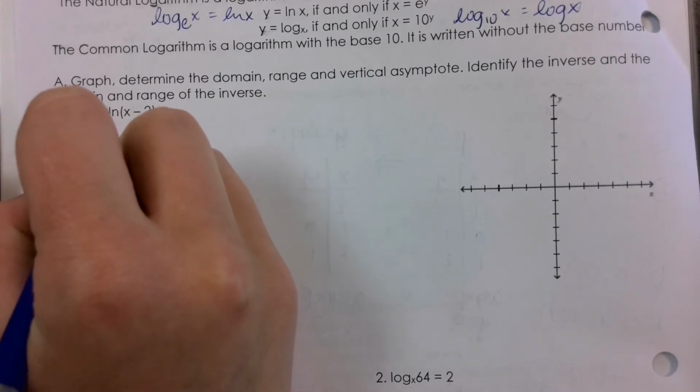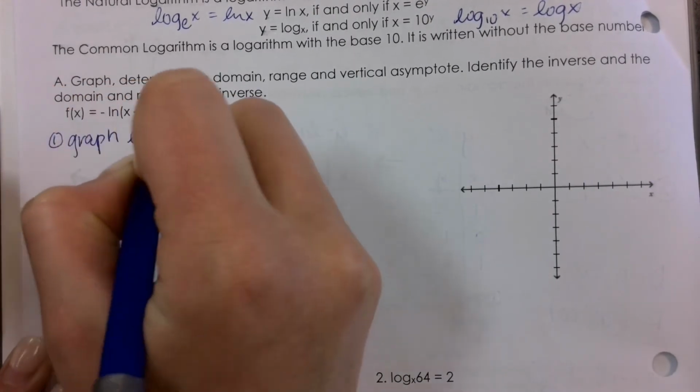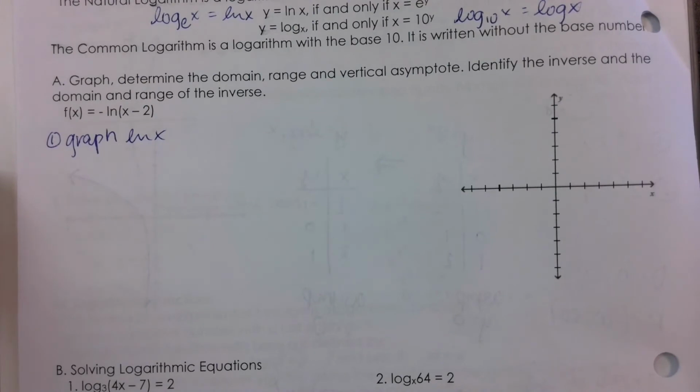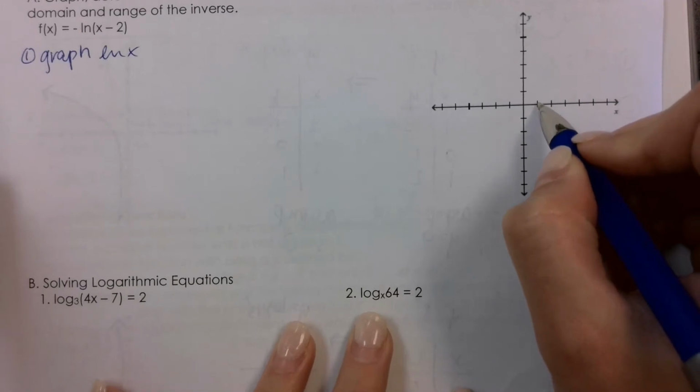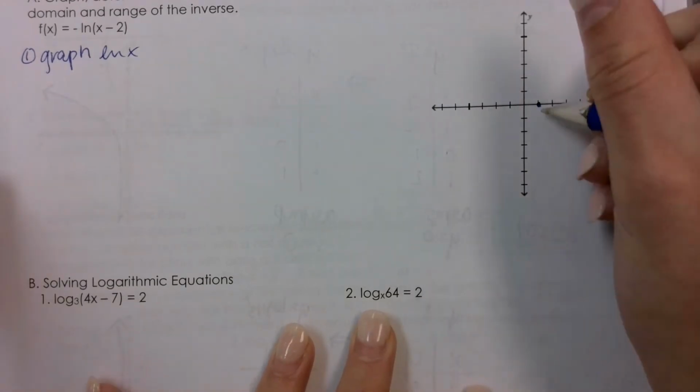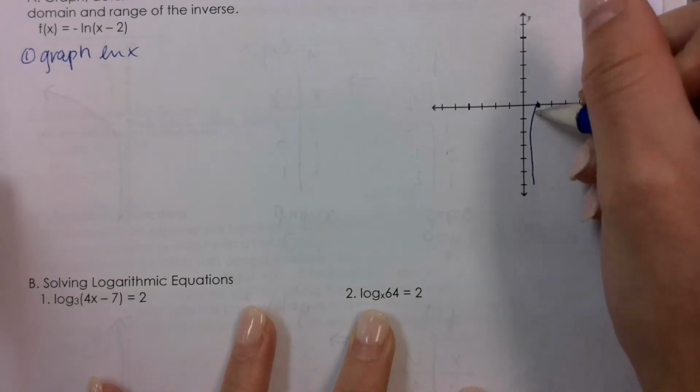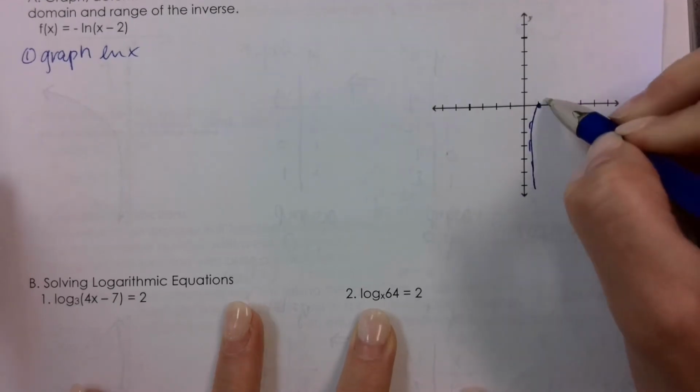That okay? Are we good with those two things? Okay, cool. So we're going to graph, determine the domain and range, vertical asymptote, identify the inverse, and the domain and range of the inverse here. The first thing that we're going to do is graph the parent, like the ones that we did before where we did all the transformations. We're just going to graph natural log of x first.